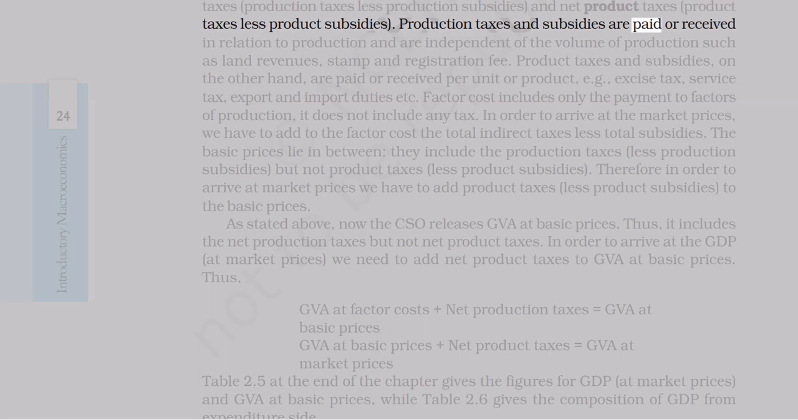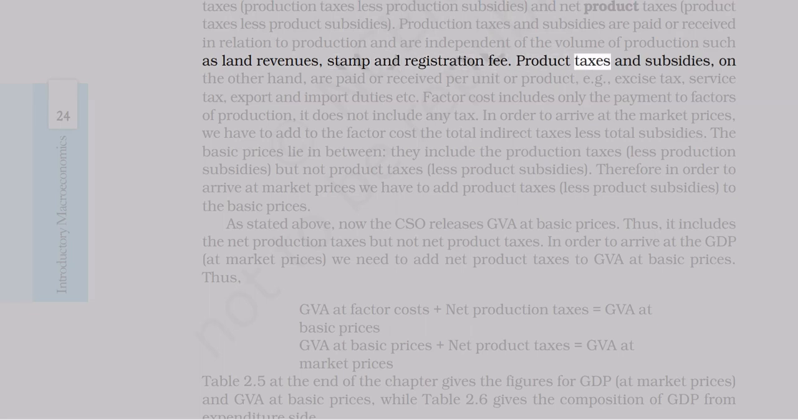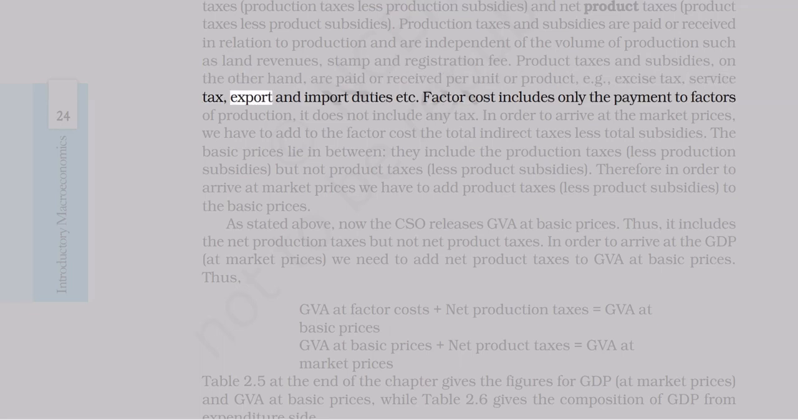Production taxes and subsidies are paid or received in relation to production and are independent of the volume of production, such as land revenues, stamp and registration fee. Product taxes and subsidies, on the other hand, are paid or received per unit of product, for example, excise tax, service tax, export and import duties, etc.